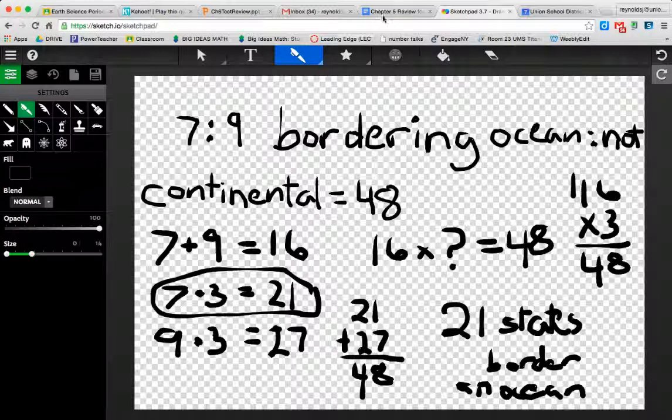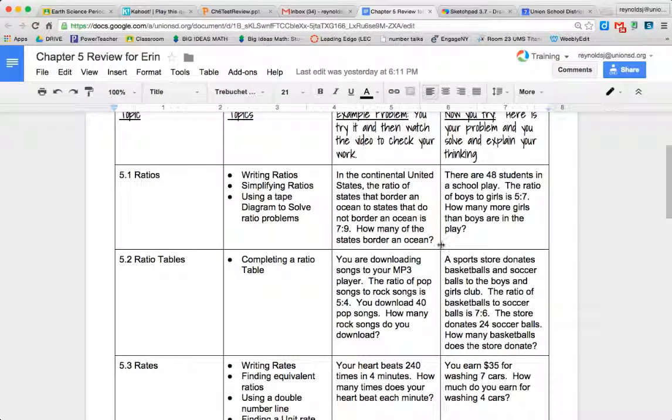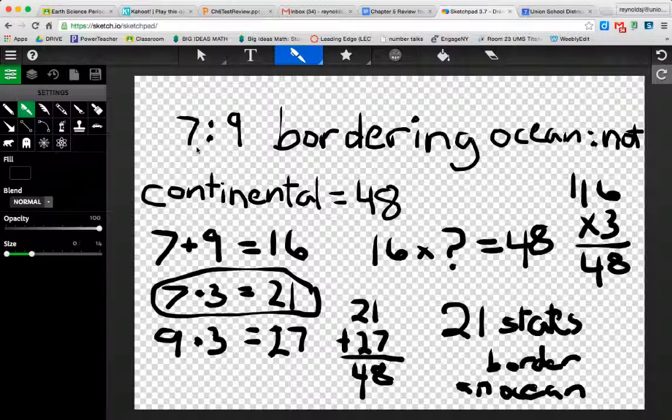Okay, we are given the question: in the continental United States, the ratio of states that border an ocean to states that do not border an ocean is 7 to 9. How many of the states border an ocean? So let's write out what we know. 7 to 9 is our ratio of states that border an ocean to not bordering an ocean.